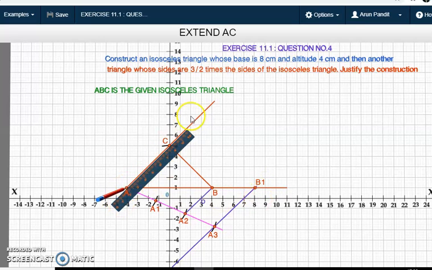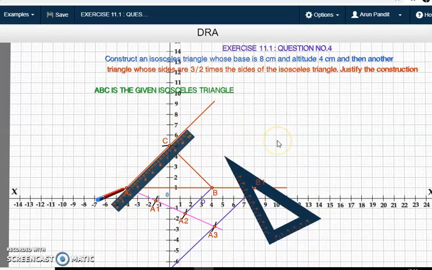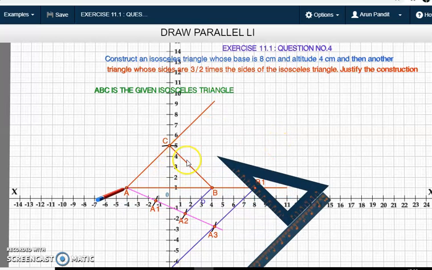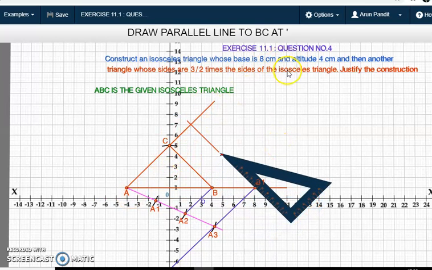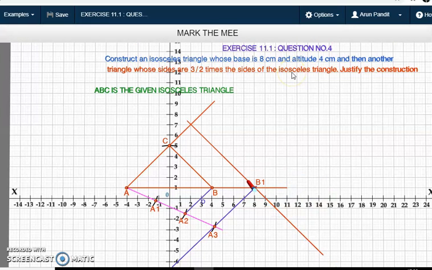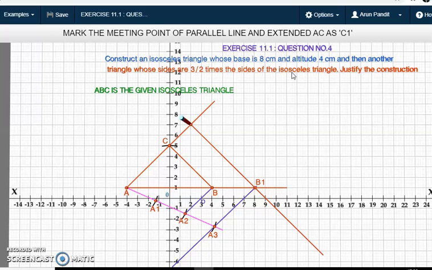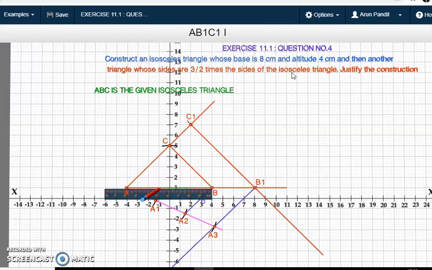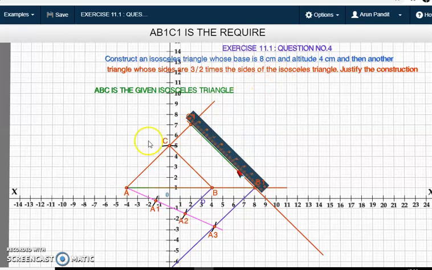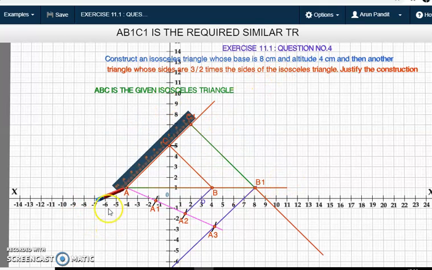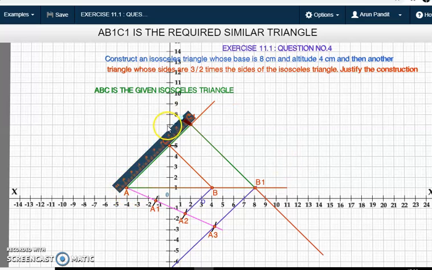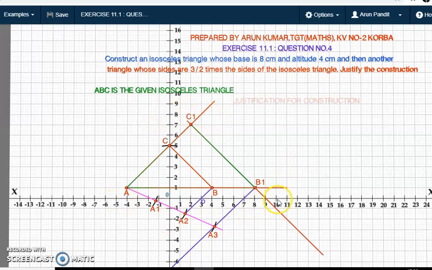So again now we have to draw a line parallel to which line? This line. So we have extended. So you have the similar triangle AB1C1, similar to triangle ABC. So here the size of similar triangle AB1C1 is greater than the size of triangle ABC.